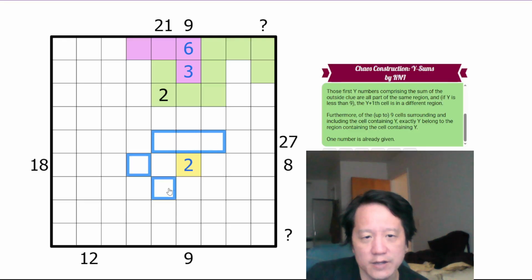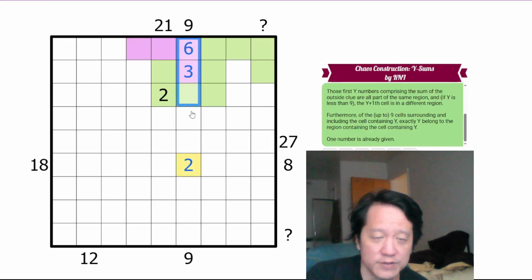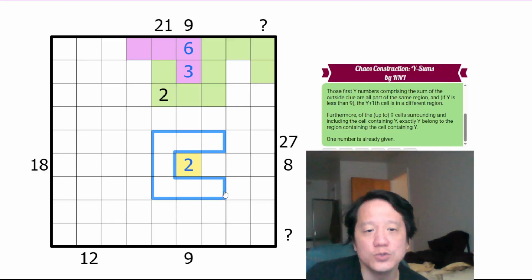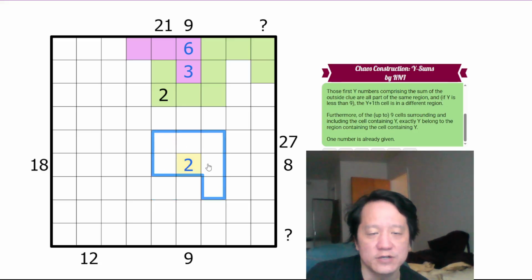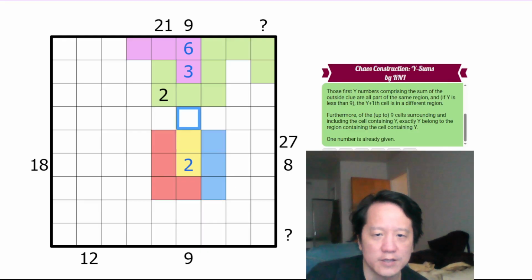So the 2 here is y in column 6 for this cell here. Only 2 of the cells in the 9 surrounding cells, so in the 3x3 box surrounding this y cell, belong to the same region as the cell containing y. So you could have yellow, yellow here, and then the rest be other regions, something like red and blue here. And this would be valid. You could not have 3 yellows, though, in this region, because this is 2 specifically, right?